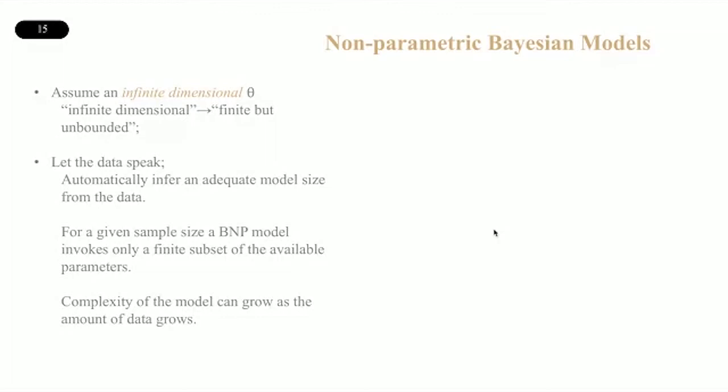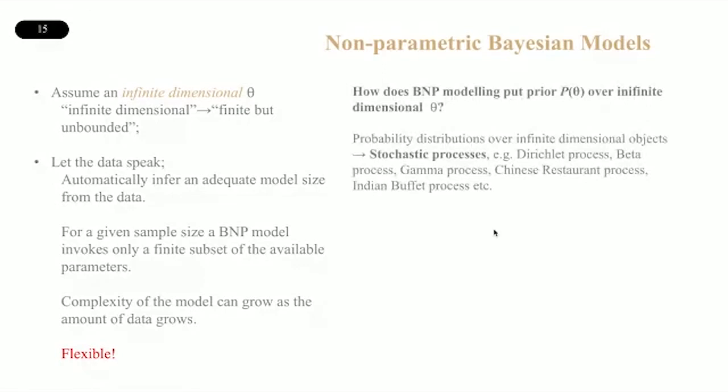I don't have to predefine the number of parameters, but the model chooses the number of parameters by looking at the data. So for a given sample size, the Bayesian nonparametric model, which I might now call BNP, invokes only a finite subset of them. And the complexity of the model can grow as the data size grows. The more data I show, the more parameters the model chooses. It's more sequential, so it's more flexible as opposed to the parametric case.